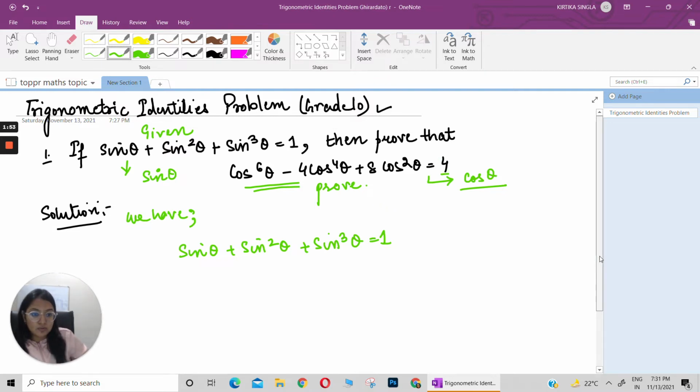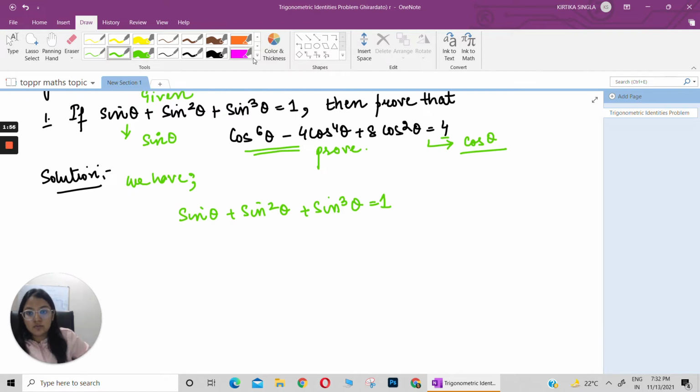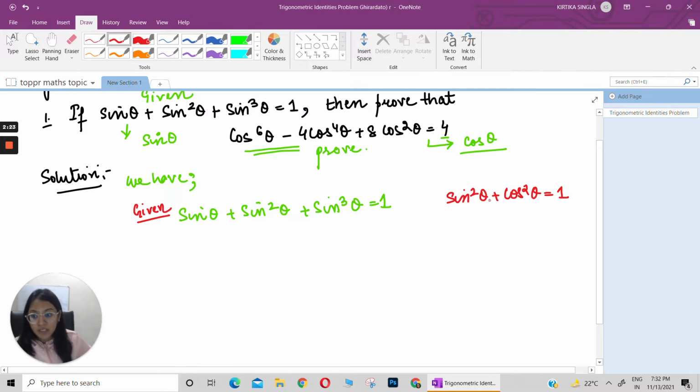And how we are going to do that, let's see. This is given to you. In this given condition, you can see the functions sine theta, sine square theta, and sine cube theta. And from one of the trigonometric identities, we know sine square theta plus cos square theta is equal to 1. If you want to prove this, you can also prove it using a right angle triangle.